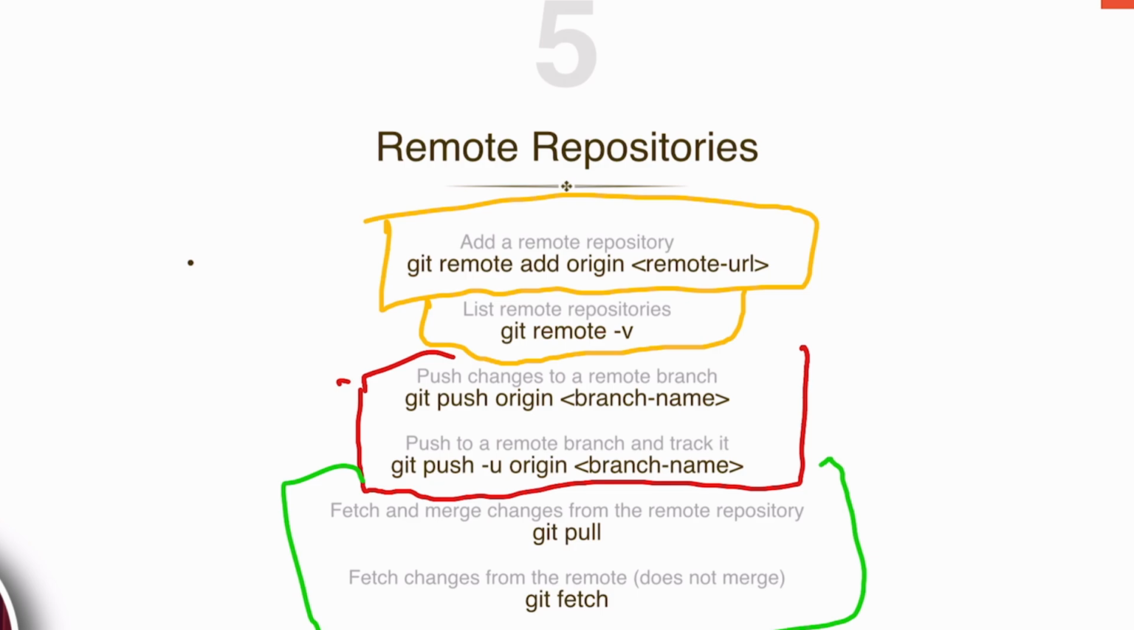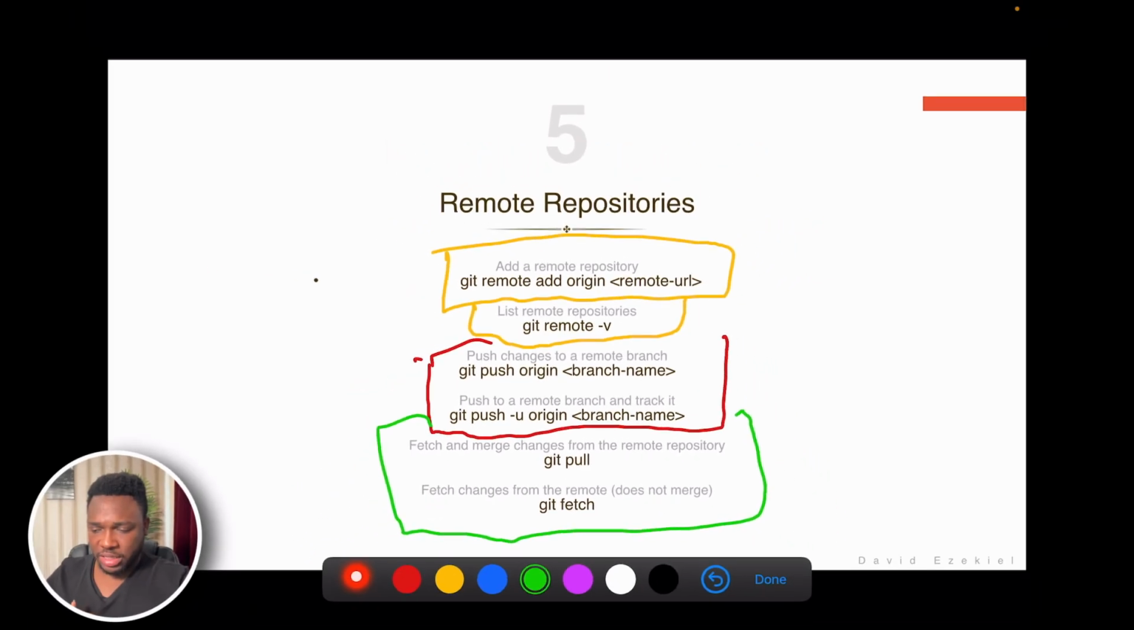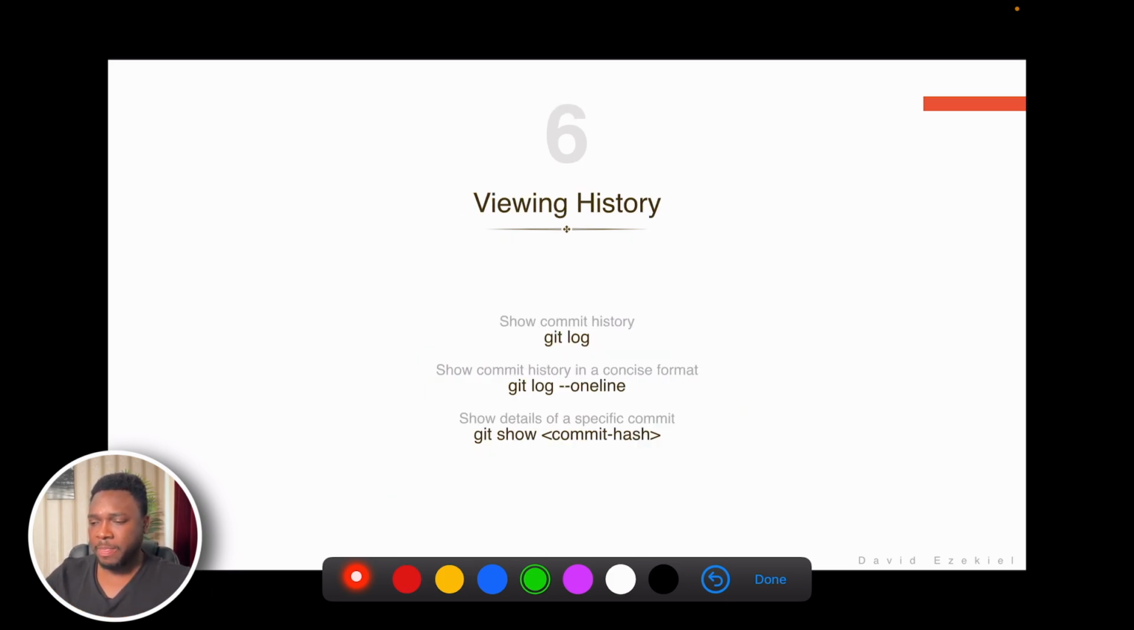And you have the fetch, which fetches changes from the remote but does not merge. So the first does the fetch and merge, while the second only fetches but does not merge. You just need to know how to use each of these and how to work around that.